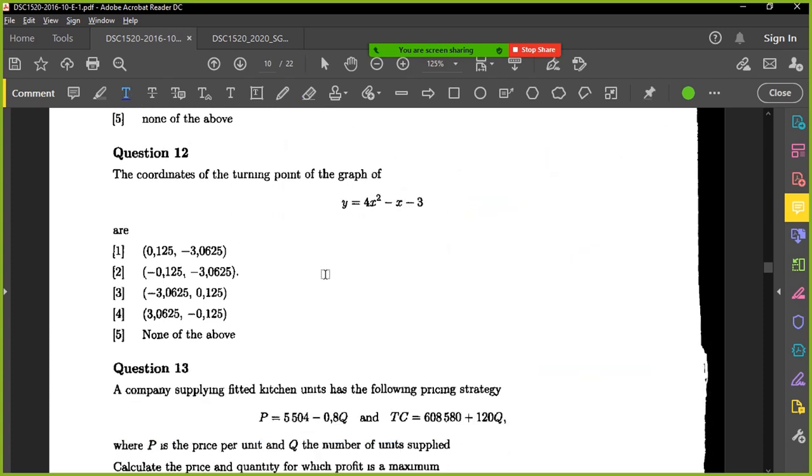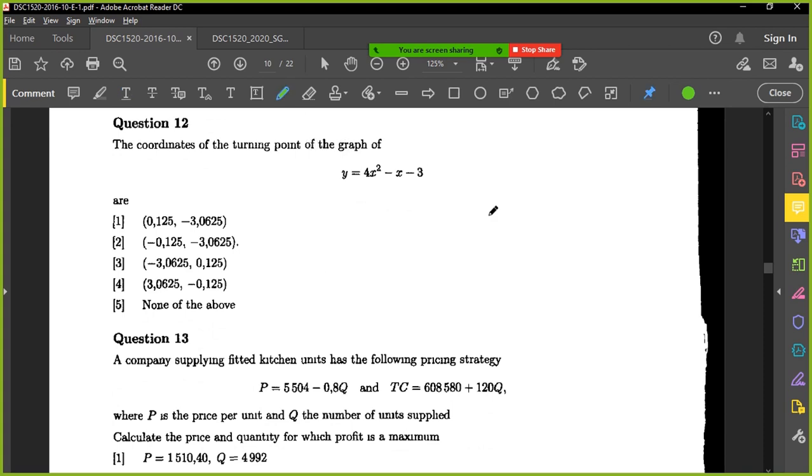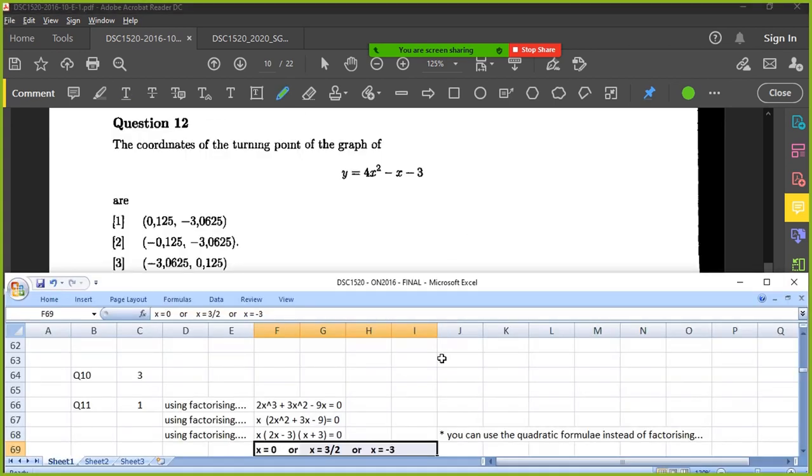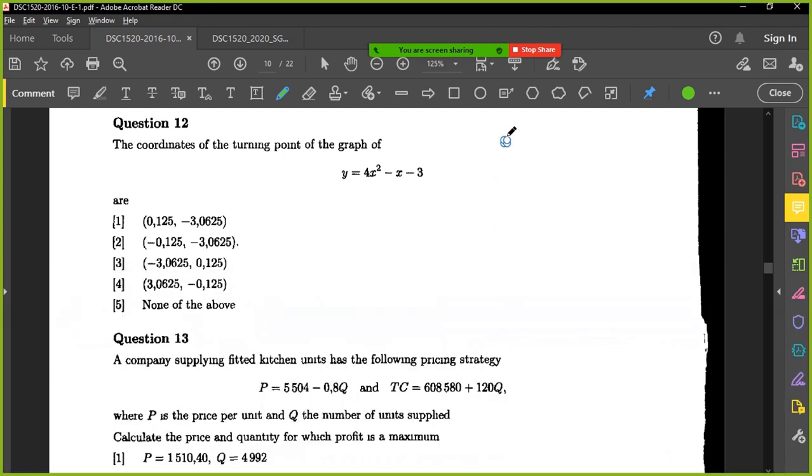Right, coordinates of the turning point. How do you find the turning point? Do you remember? So the turning point will be differentiation. Yes, you can use differentiation, so dy over dx equals, what must it equal to? That would be 8x minus 1. Correct. Okay, and then what must you make the derivative equal?